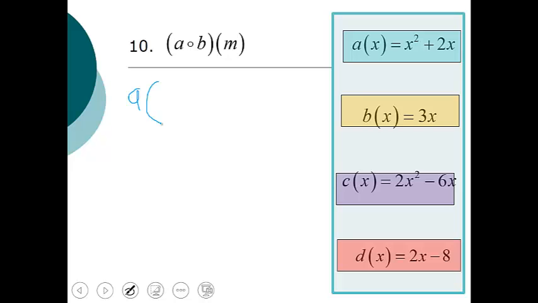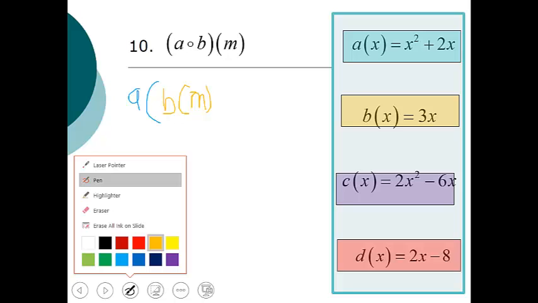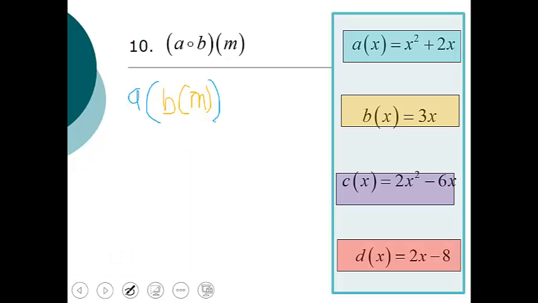So we got A of, and we have B of M. Now, here is the interesting thing. In this case, we don't have a number. We actually have a variable. In this case, the variable is just going to be placed into the function, just like a number is. I have to still first do the inside, which is B of M. So B of placeholder M becomes 3 times, what's my placeholder? Well, it's 3 times M. So that means my B of M is equal to 3M. It's not a number. It's not nice, but it is what it is.